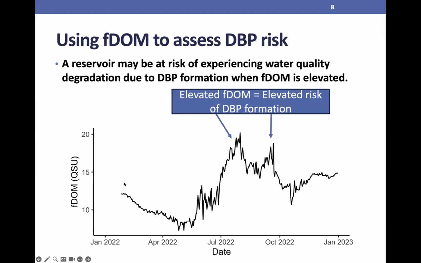In general, a reservoir may be at risk of experiencing water quality degradation due to DBP formation when FDOM is elevated. In the example figure shown on this slide, DBP formation risk is highest when FDOM is highest, because this probably means that TOC is also relatively high, and there may be DBP precursors in the raw water.